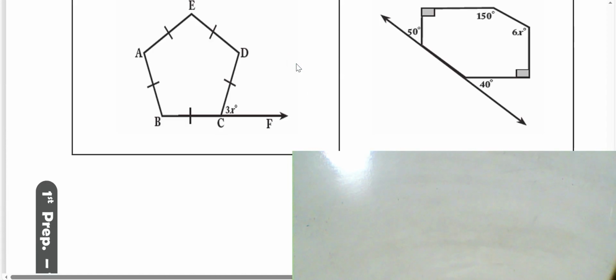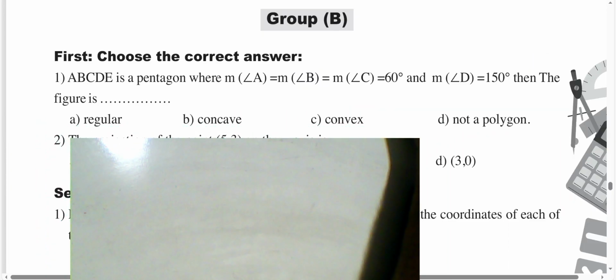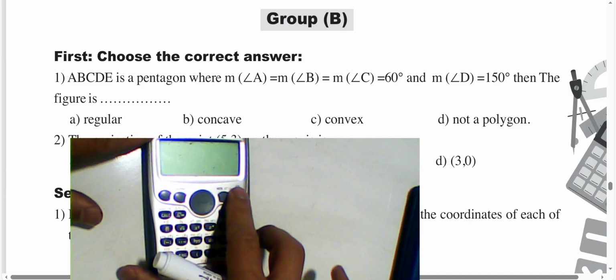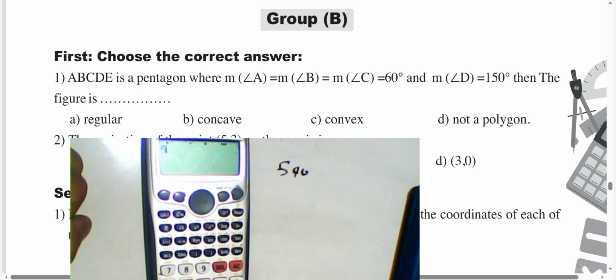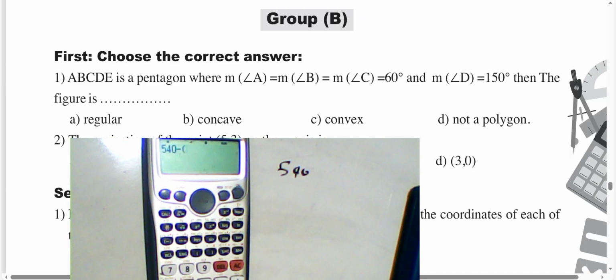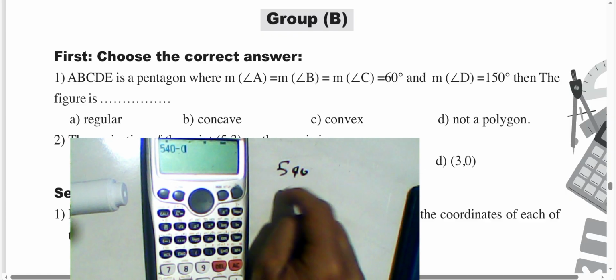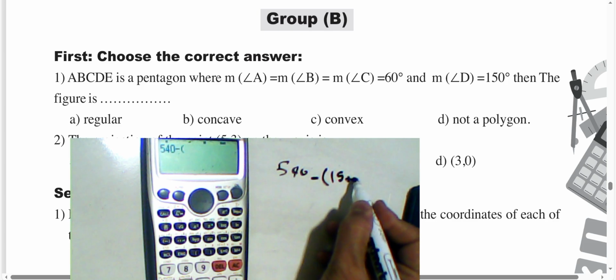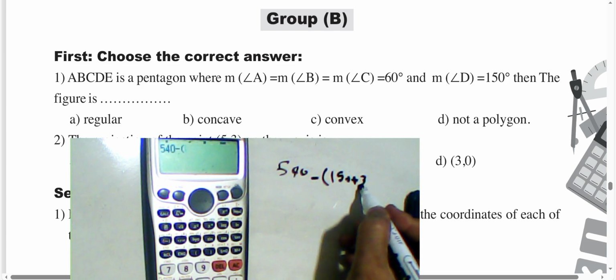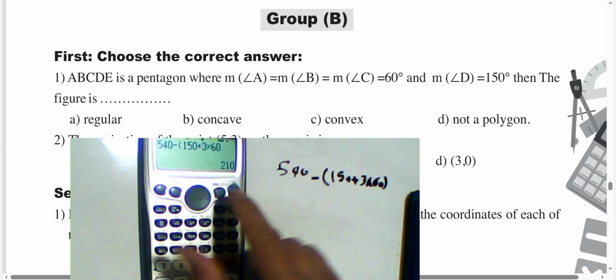Okay, next exam. Here we have a pentagon. Also the measure of angle A equals B equals C equals 60 degrees, and the measure of angle D is 150. Then we want to know the type of this figure. We know the sum of interior angles of a pentagon will be 540. Then we must find the fifth angle here because you gave 4 angles. If we collect together and sum them, the difference from 540 gives us the answer. The first angle will be 150, and we have 3 angles, 3 times 60. Okay, 150 plus 3 times 60 equals 330.